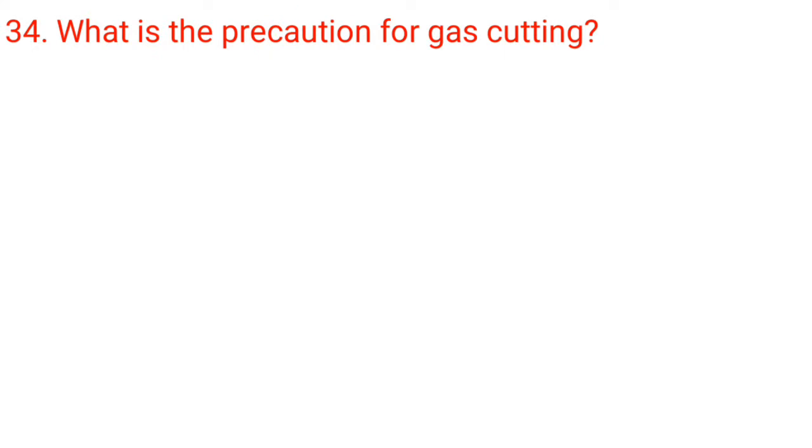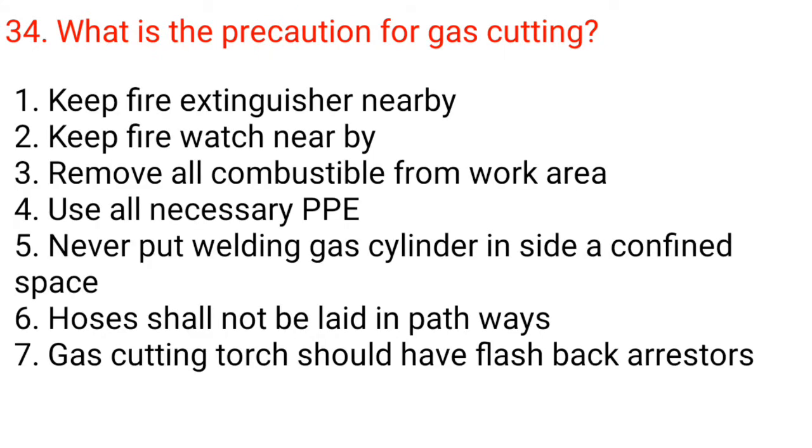34. What are the precautions for gas cutting? 1. Keep fire extinguisher nearby. 2. Keep fire watch nearby. 3. Remove all combustibles from work area. 4. Use all necessary PPE. 5. Never put welding gas cylinder inside a confined space. 6. Hoses shall not be laid in pathways. 7. Gas cutting torch should have flashback arrestors.